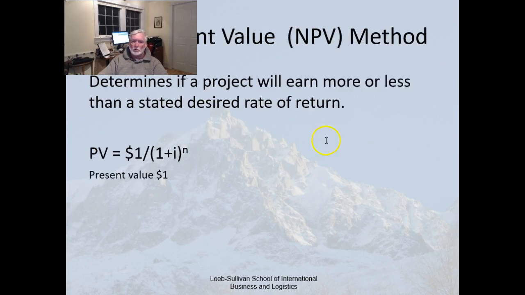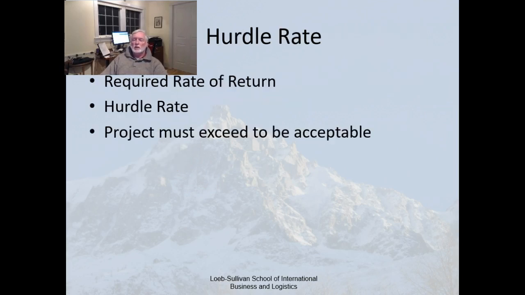We need to know what the interest rate is here. We need to have that I. What's the interest rate, the rate of return that we need to make the project desirable? So we have to come up with a hurdle rate to compute net present value. And the project is attractive if it exceeds my hurdle rate.